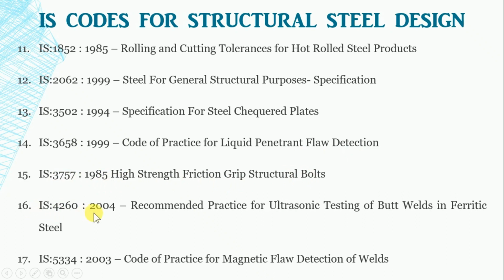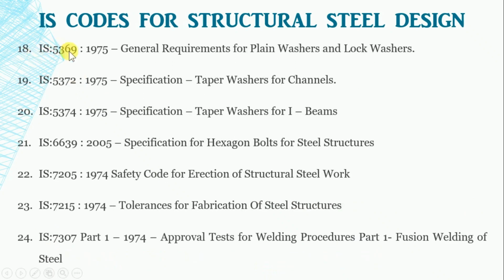IS 4260-2004 recommends practice for ultrasonic testing of butt welds in ferritic steel. IS 5334-2003 is the code of practice for magnetic flaw detection of welds. IS 5369-1975 gives general requirements for plain washers and lock washers. IS 5372-1975 gives the specification on taper washers for channels.